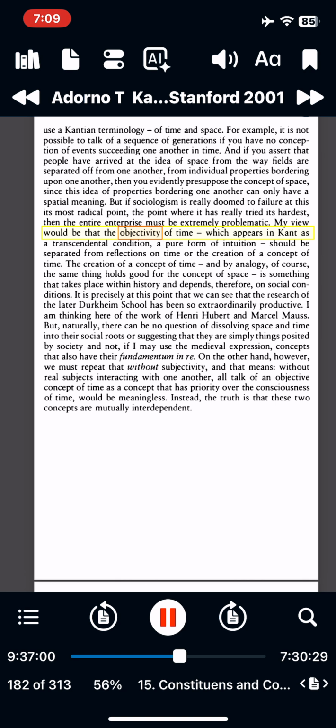My view would be that the objectivity of time, which appears in Kant as a transcendental condition, a pure form of intuition, should be separated from reflections on time or the creation of a concept of time. The creation of a concept of time, and by analogy, of course, the same thing holds good for the concept of space, is something that takes place within history and depends, therefore, on social conditions. It is precisely at this point that we can see that the research of the later Durkheim school has been so extraordinarily productive. I am thinking here of the work of Henri Hubert and Marcel Mauss.